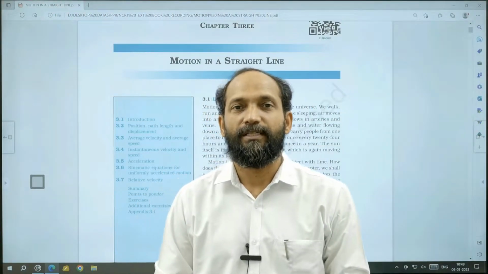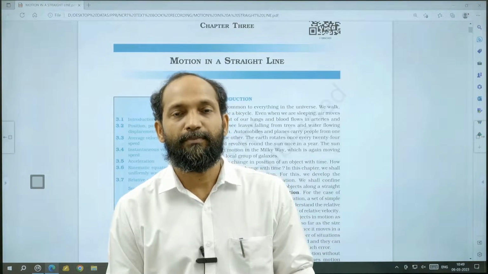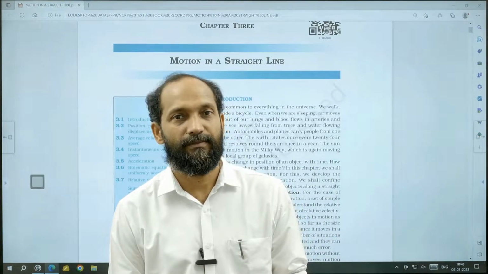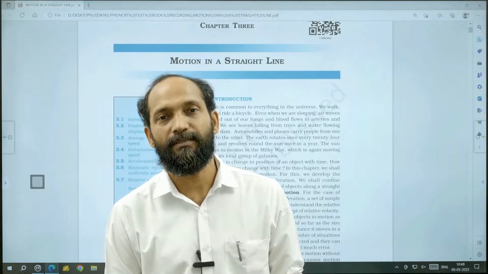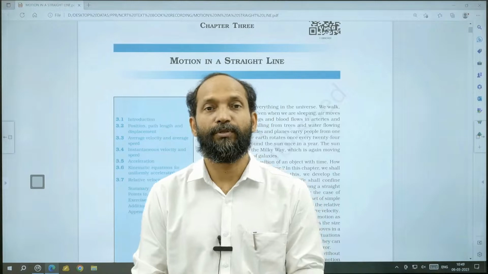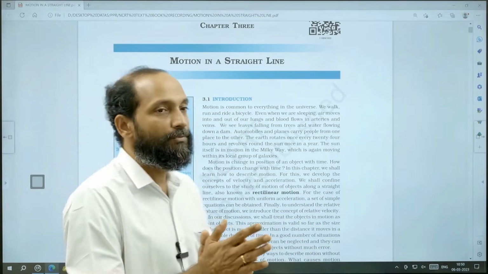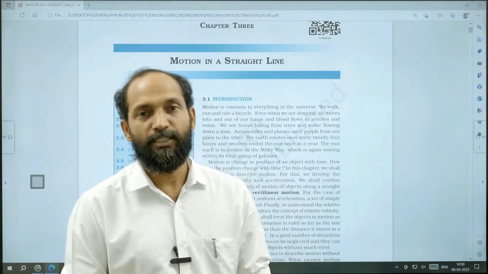Good morning, children. Today, the next chapter of physics. That is chapter 3 in NCERT, motion in a straight line. We have a quick revision from this chapter. We begin with the path length and displacement.